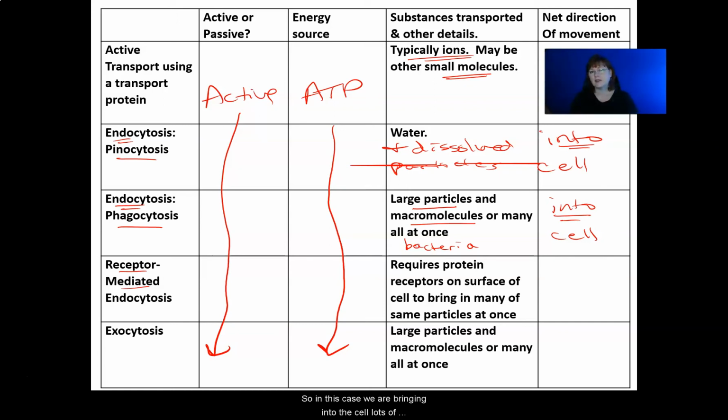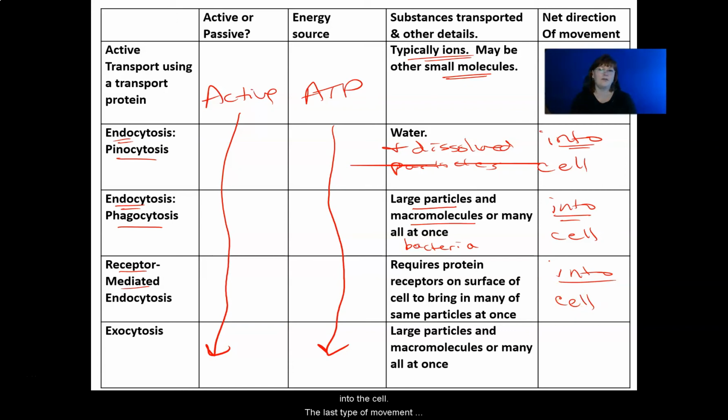So in this case, we are bringing into the cell lots of one particular type of molecule. So maybe we are a cell that needs lots of cholesterol molecules to make certain types of hormones. Then we want to have lots of mailboxes for those cholesterol molecules so we can grab a lot of them and then bring them all in at once. So again, we are bringing in lots of the same molecule into the cell.